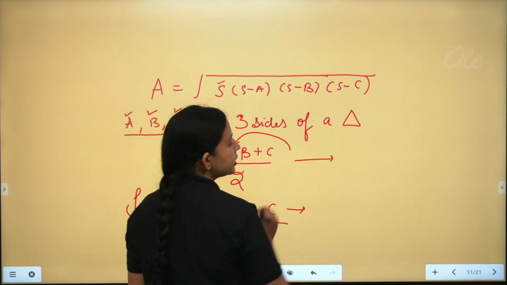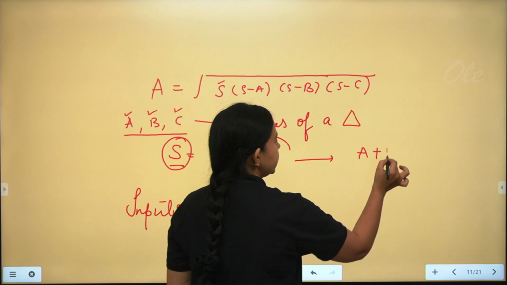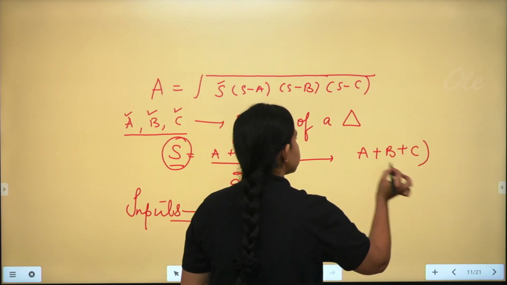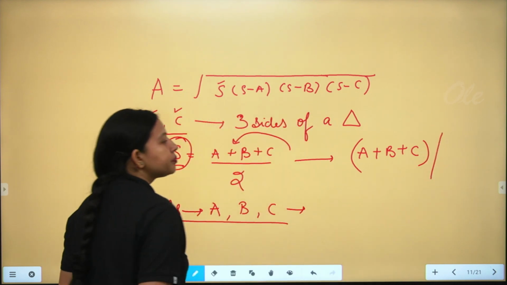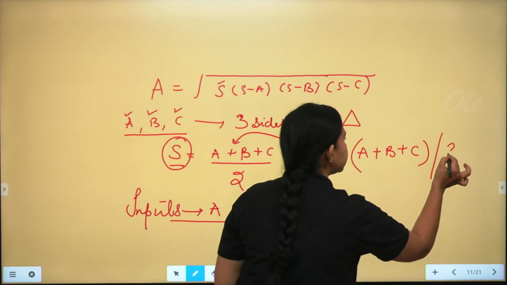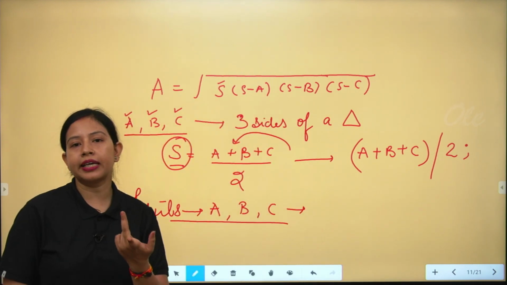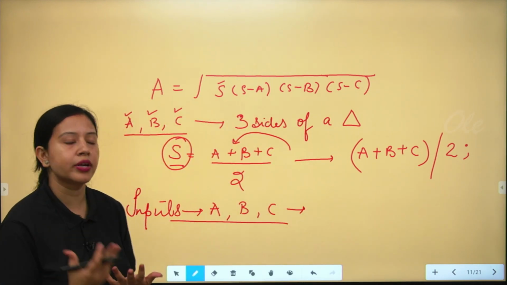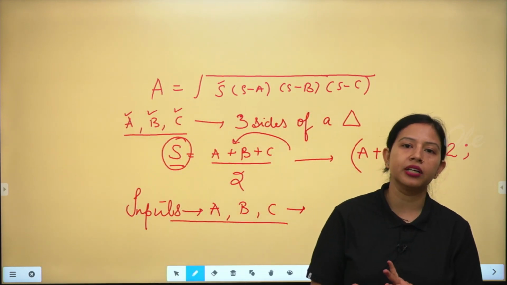Again, you need to write the Java expression for this. How will we write it? A plus B plus C. As you know, in Java we write divide with this sign and then put the value after that. So these are the two simple techniques by which you can convert your formula into a Java expression, which you then need to put in the program.